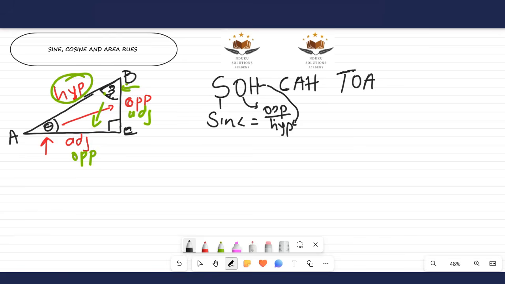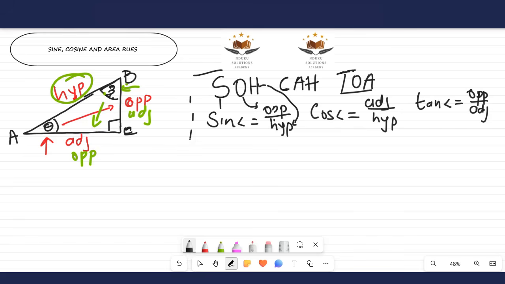The same applies for cos. So the cos of any angle will be equal to the adjacent side over the hypotenuse. Do the same thing for TOA. The tan of an angle will be equal to opposite over adjacent. This will help us to be able to remember those functions.